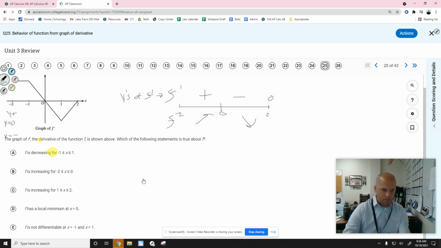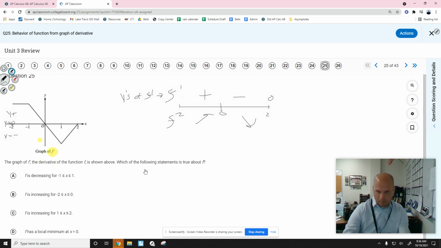F is not differentiable at x equals negative 1 and 1. A lot of people might be like, oh, sharp points, it means it's not differentiable. No. F prime equals this negative y value. F double prime is going to be undefined. But F prime exists. There is a point on F prime at 1 and at negative 1. So B is the only correct answer.